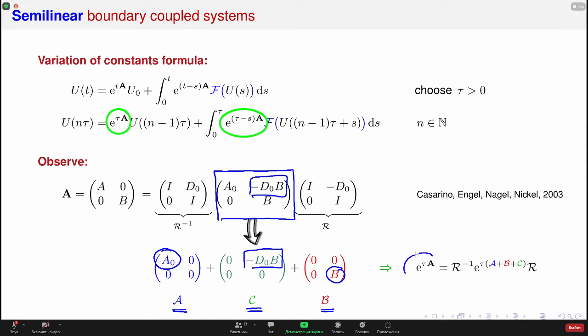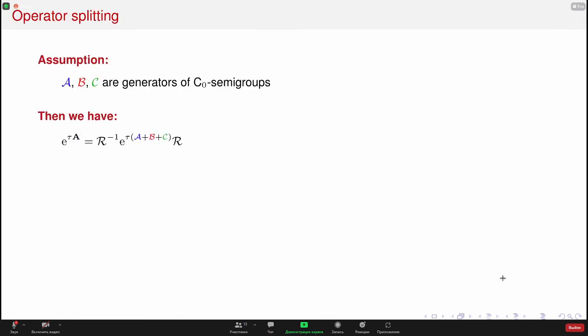Now, the semigroup generated by this boldface A can be written, of course, like this. So here I just wrote this is boldface A. Here I didn't do anything, I just wrote this form here. The question is how to approximate this semigroup.